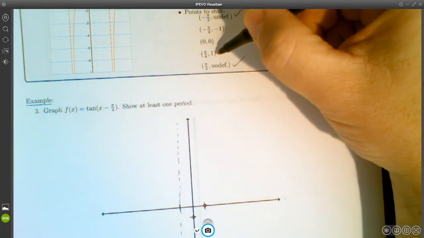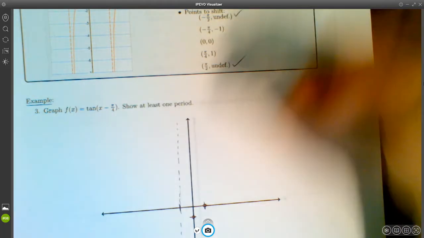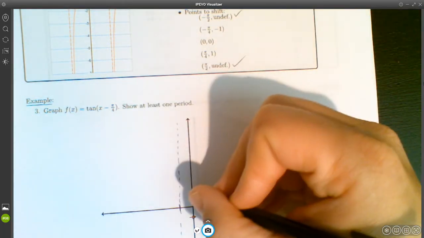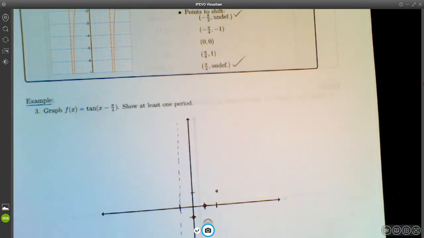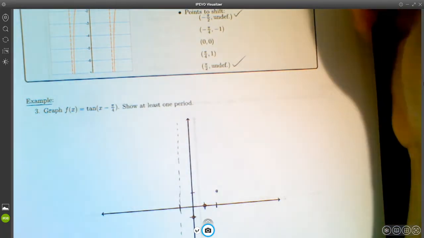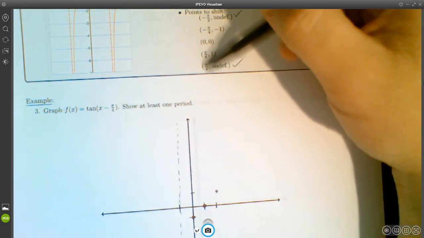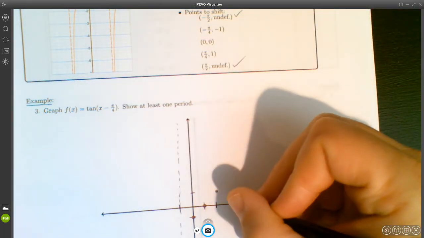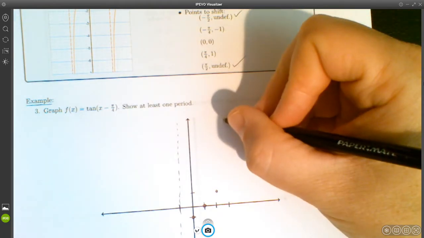And then adding pi over 4 here, we're going to have pi over 4 plus pi over 4 is 2 pi over 4. That's pi over 2, right? So 2 pi over 4, 1. And then finally, pi over 2 plus pi over 4. That's 2 pi over 4 plus pi over 4. That's 3 pi over 4. So pi over 4, 2 pi over 4, 3 pi over 4. And that's where we have our other asymptote.